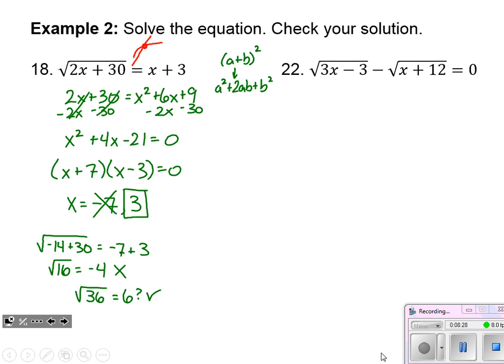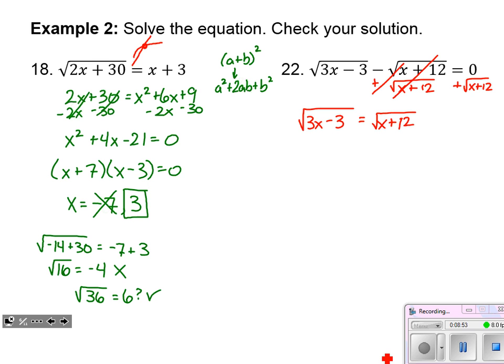All right, how about number 22? Well, here I've got multiple radicals, so how do I decide which one to isolate? I just need to pick one. Our first step is to isolate the radical, so I'm going to add this root x plus 12 to both sides. That way I isolate my radical, 3x minus 3. And I also set up something where, hey, look, the other side's an isolated radical as well. That won't always happen, but when it does, it's nice because then squaring both sides of my equation cancels out both radicals. I'm left with 3x minus 3 equals x plus 12.